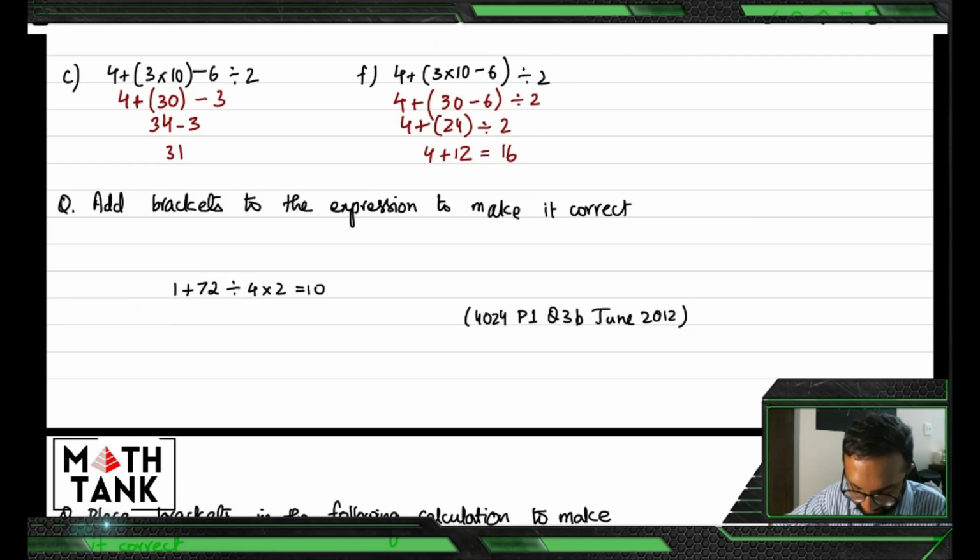Where else could I put a bracket? I could put a bracket here. Let's see if that works. 1 plus 72 divided by 8. 72 divided by 8 is 9. So 1 plus 9, which is 10. That is what I wanted. So that is the correct order of brackets.